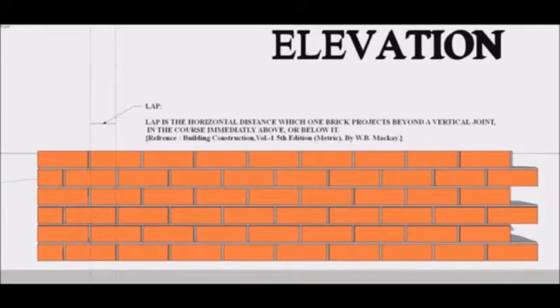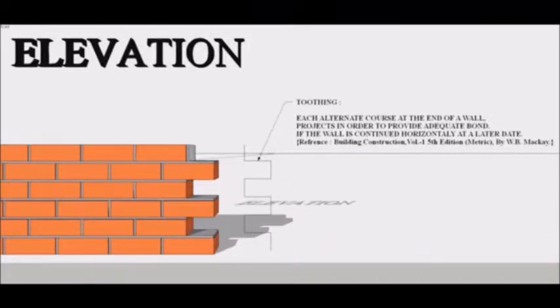If the vertical joints occur, the wall gets weak. To provide an adequate bond in the wall, if the construction of wall is to be continued at a later date or after some time, toothing space is provided. For that, alternate courses are projected to the same distance as lap distance.